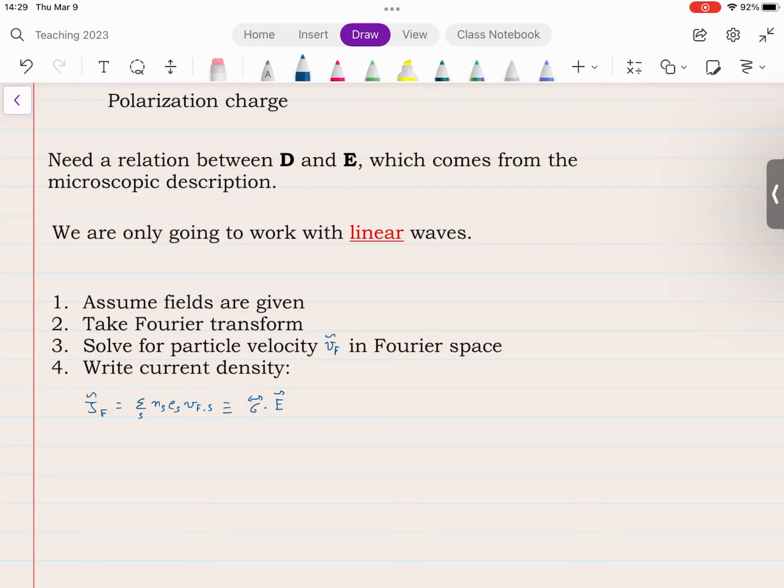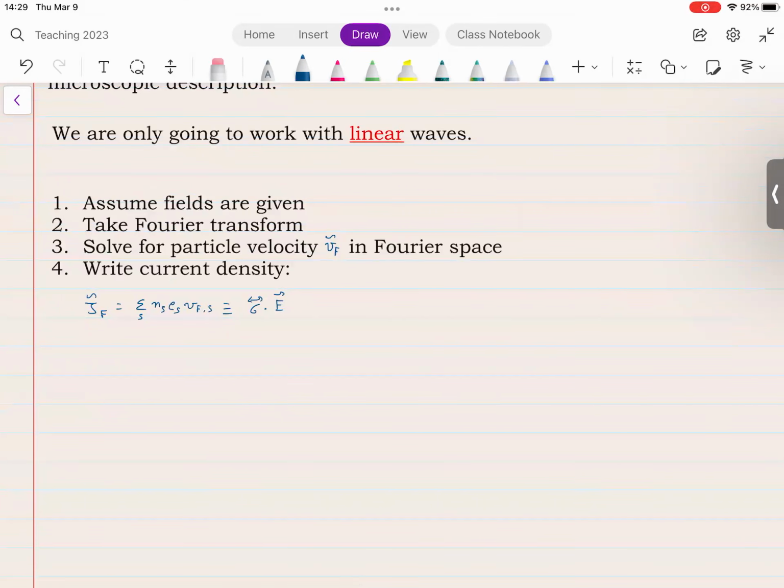I am never going to find terms where I have E squared and then I don't know how to treat them. That's going to be our conductivity tensor. Okay. Once you have that, you need what you really needed. That is a way to connect E and D.